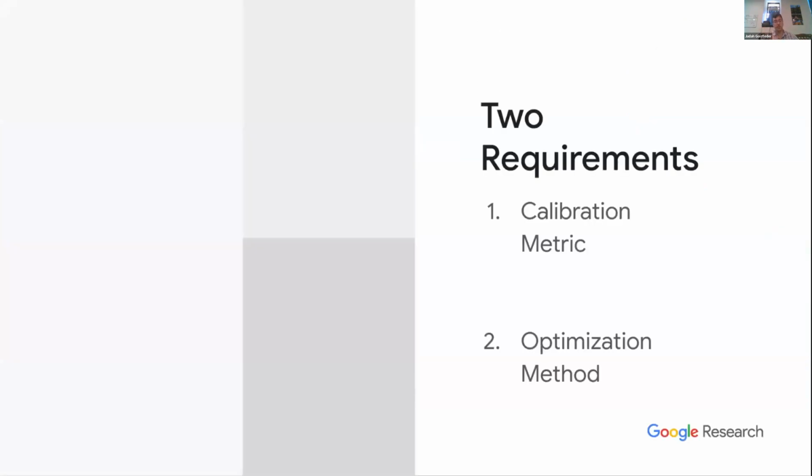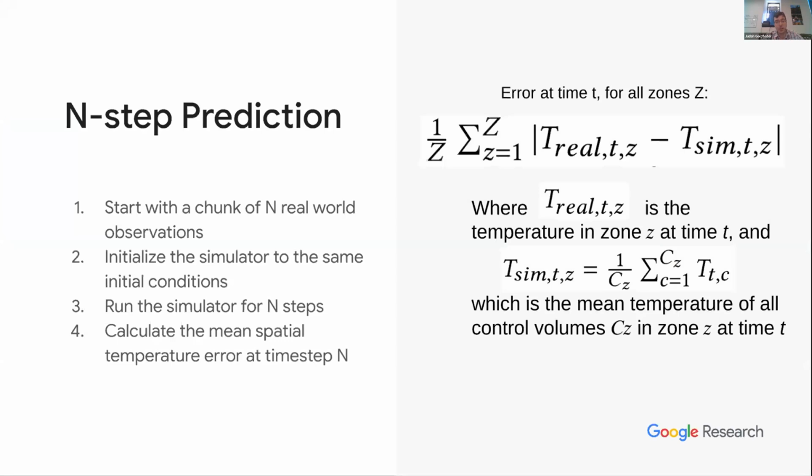In order to calibrate, there are kind of two requirements. We need a calibration metric, right? We need to know how good our calibration is. Are we doing well? Are we not doing well? And then we need some sort of optimization method to do better along that metric. Pretty straightforward. So our calibration metric is what we termed n-step prediction.